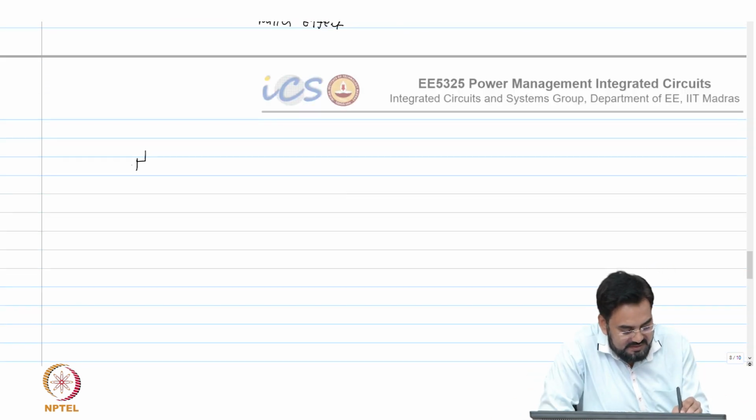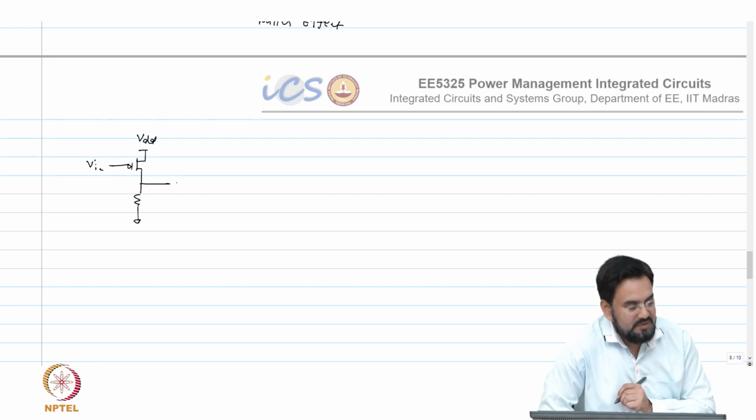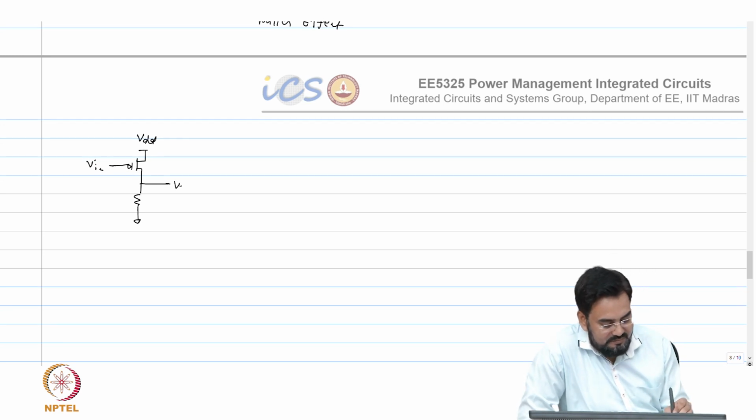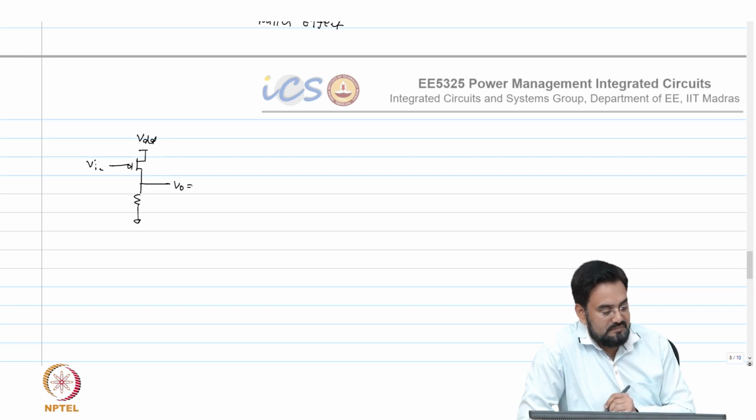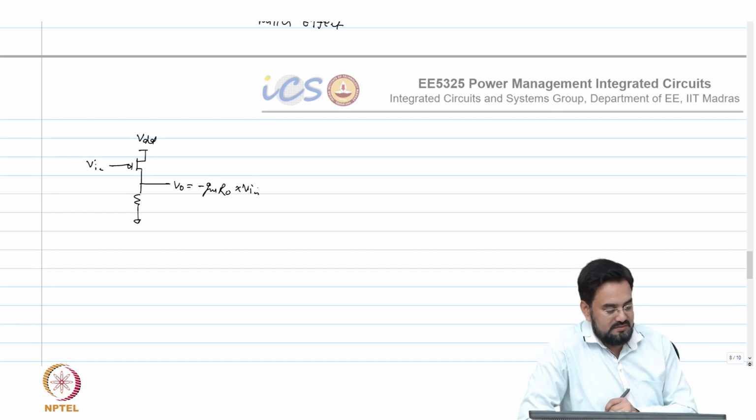So now you have this amplifier. Okay, this is your Vin. What is the output? Output is minus K, GM, minus GM R out, okay, multiplied by V.